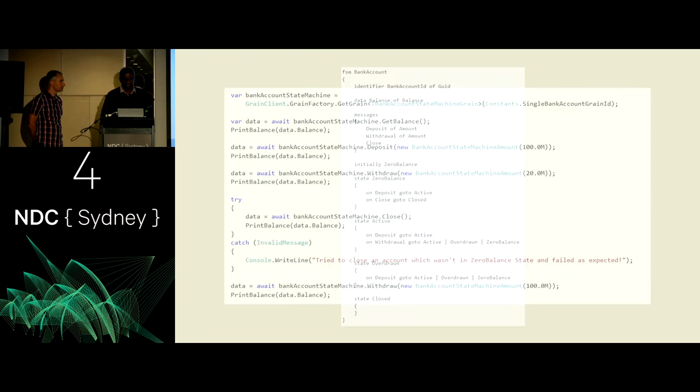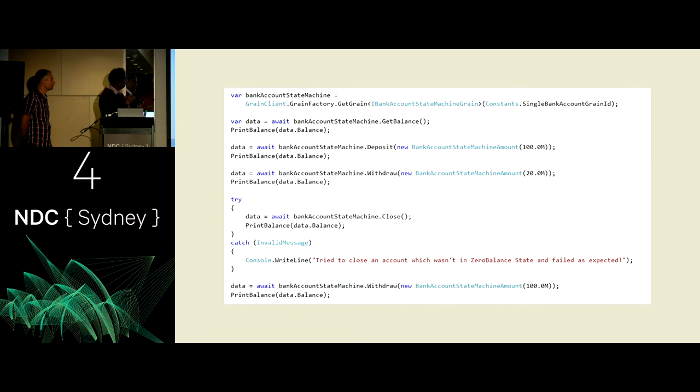So here's how I create a bank account state machine. And if I get the balance at this point, I would expect that it's 0. And then I create a deposit of $100. I expect it to be 0. But now my state better be active, which means that I should be able to withdraw $20 from it. And my state better be active. And if I try to close an active state machine, what do I expect? An exception. I expect not to be able to close that.